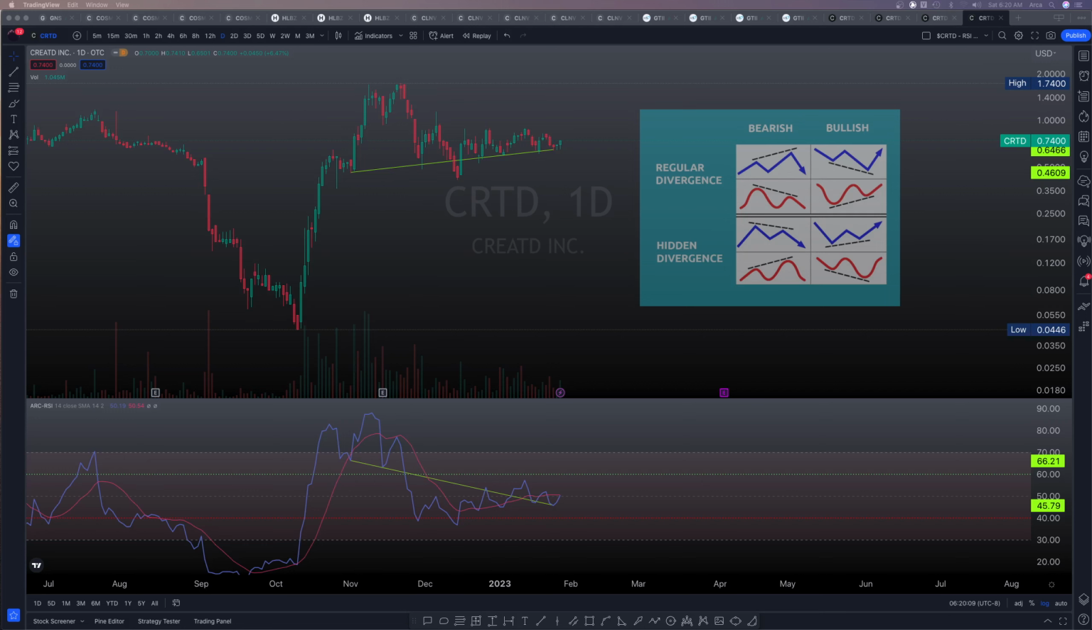Out of utter respect to the communities, I just want to be explicitly clear that this is an analysis based on a massive amount of requests on DM, Twitter, Discord, and YouTube. Okay, so let's go ahead and just take a look at what CRTD is doing.